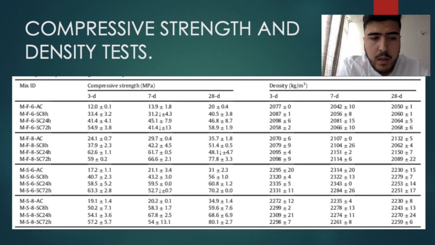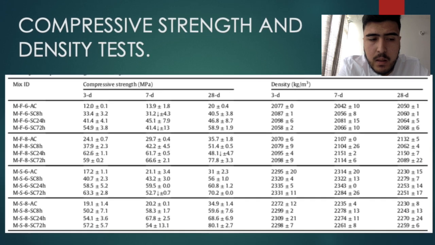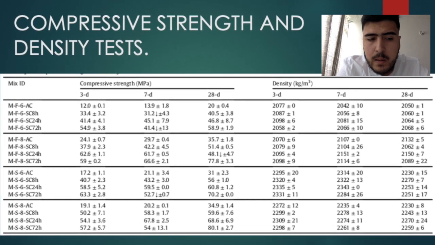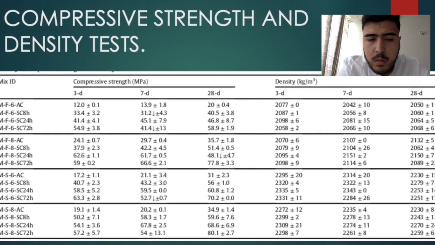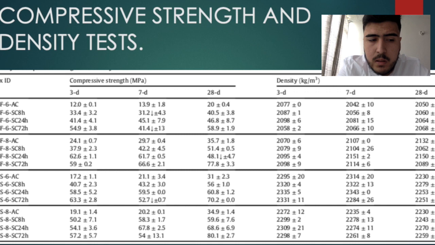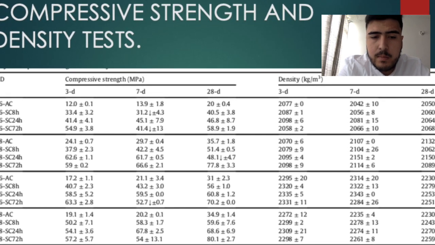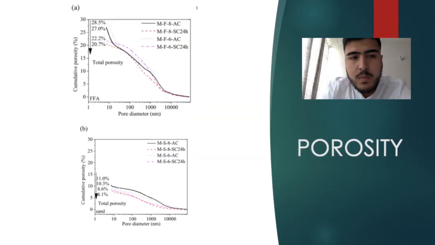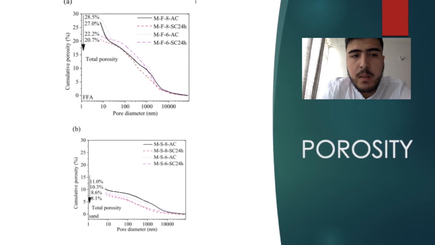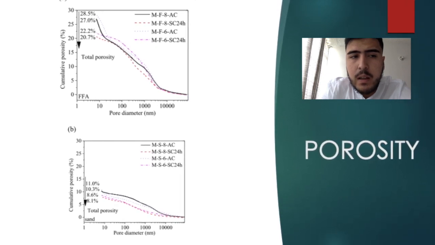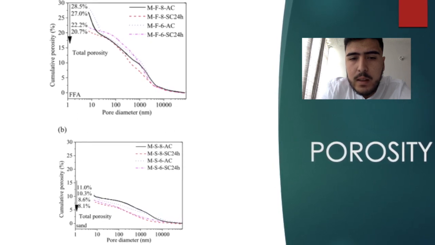The compression and density tests carried out at different ages of the mortars showed similar or slightly lower results between the experimental and control mortars, and the results varied according to the curing method. The porosity test showed a higher porosity in the experimental mortar, which may explain the slight difference in the compressive strength and density test.